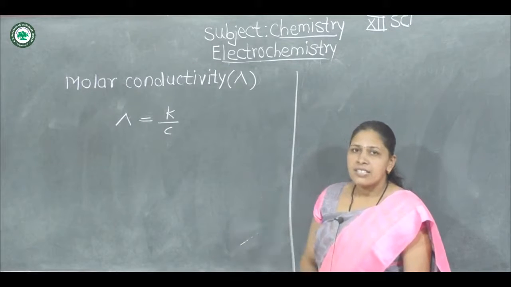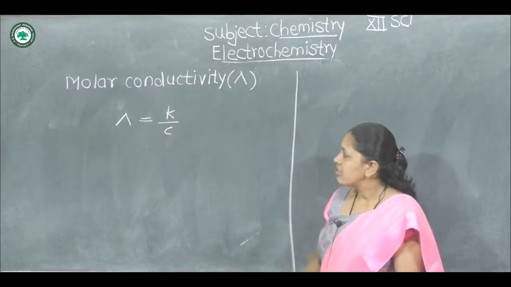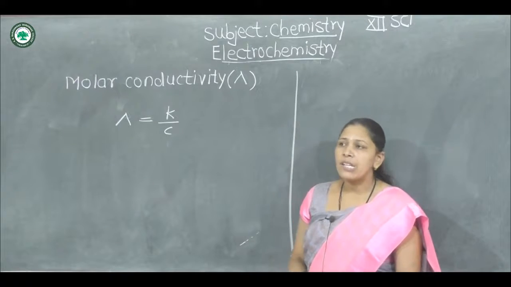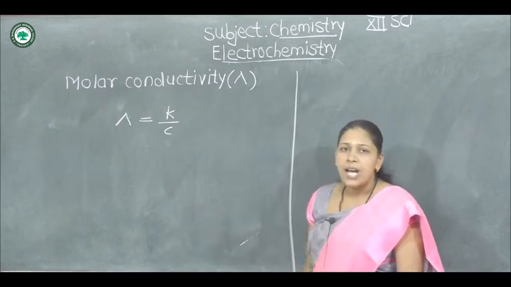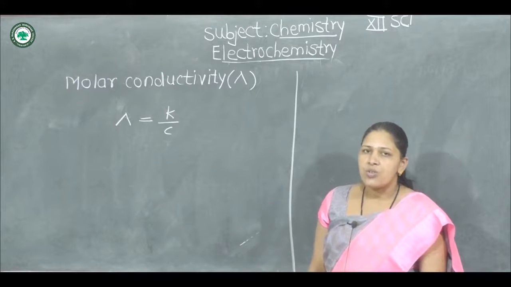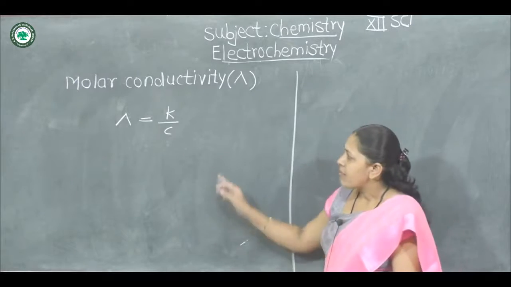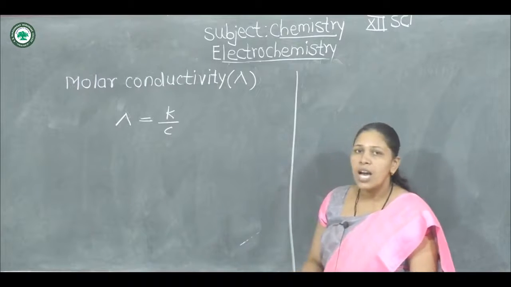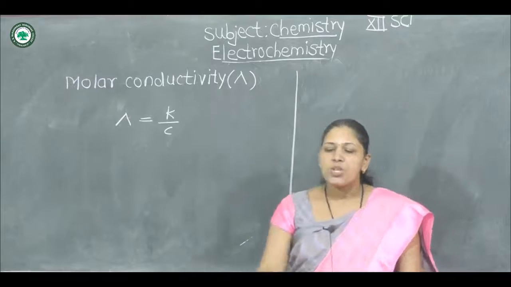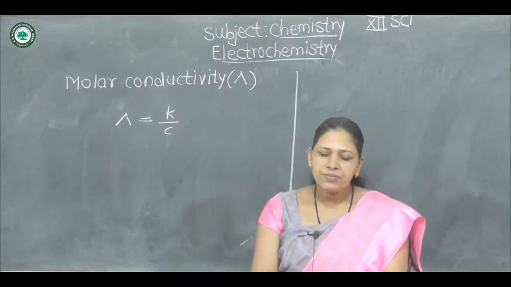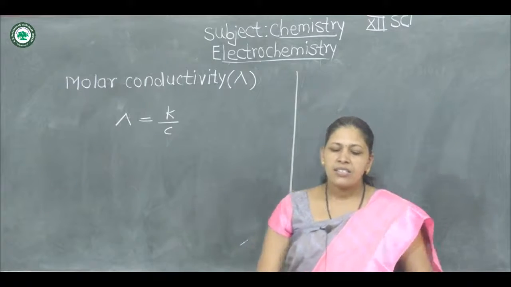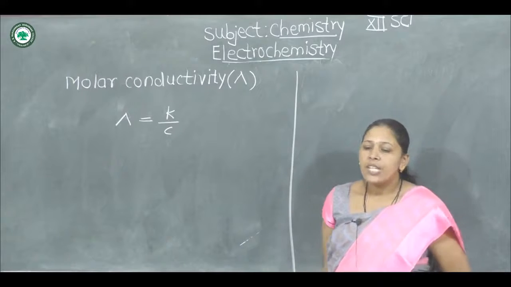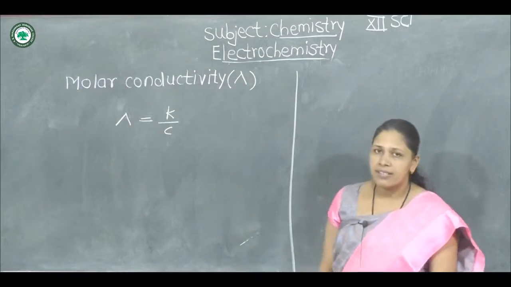It is defined as the conductivity of electrolytic solution divided by molar concentration of solution. By this formula we can calculate the molar conductivity of a solution. Then what is the SI unit of molar conductivity?